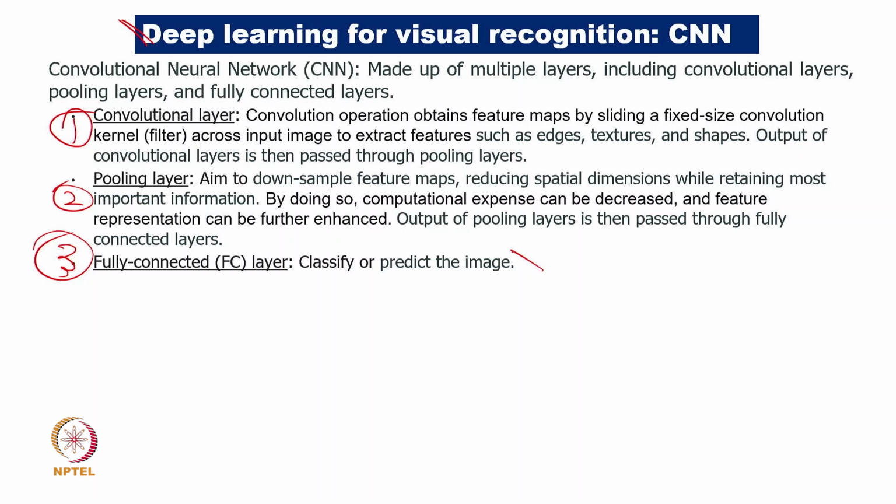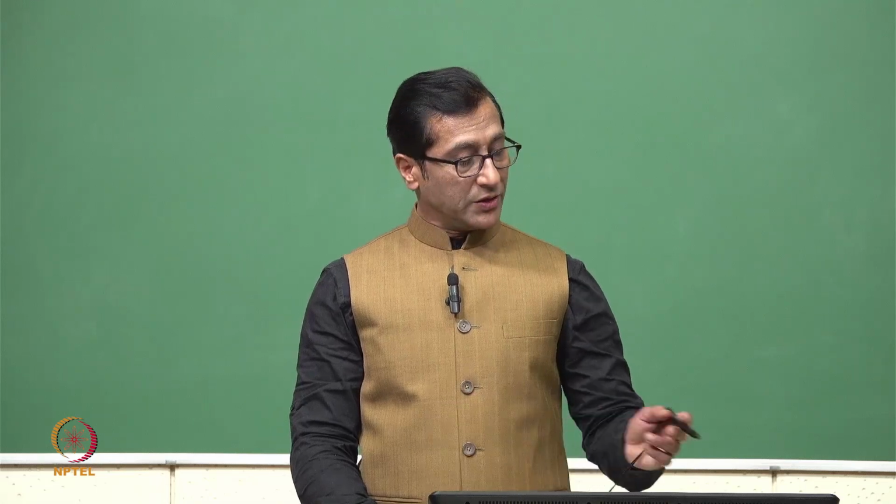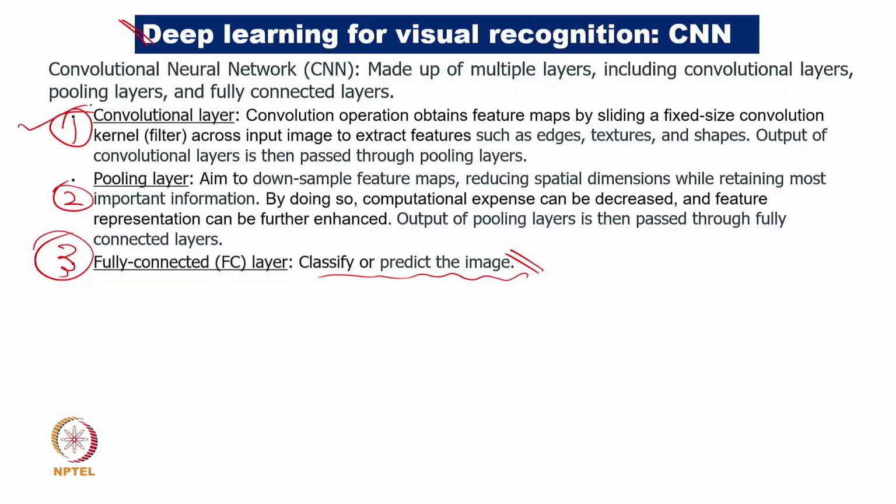Now, this is exactly the same as what we have already covered in ANN. That means we have a number of neurons connected with each other, and then their weighting factor and their bias factor can be utilized. Now here the two new operations are the convolutional layer and the pooling layer. What are those? It's a convolution operation. Basically, it obtains the feature maps.